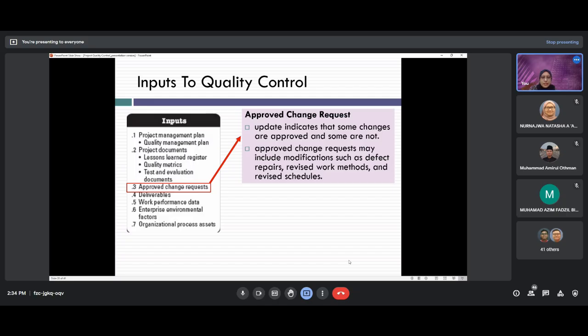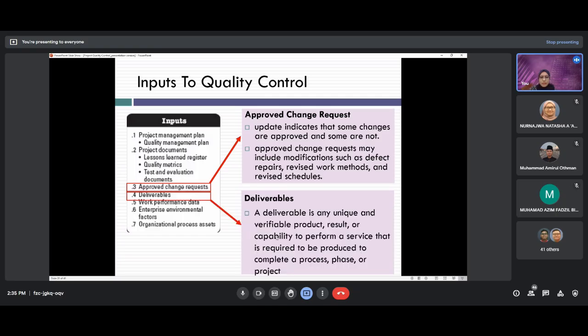And also, you need to revise the schedule, for example. So these are the changes. Once you find that there are changes, you need to communicate to other departments. It is very important so that everyone in the team knows what changes you have made. In this context, it is about the project quality. And then the deliverables. Deliverables are the end products, the results of your project that are capable of performing a service, required to be produced to complete a process, phase, or a project. So it means the final output of your project.